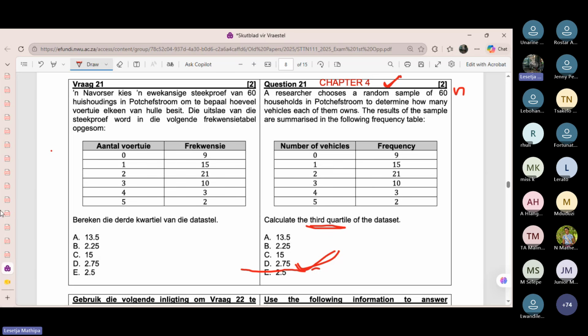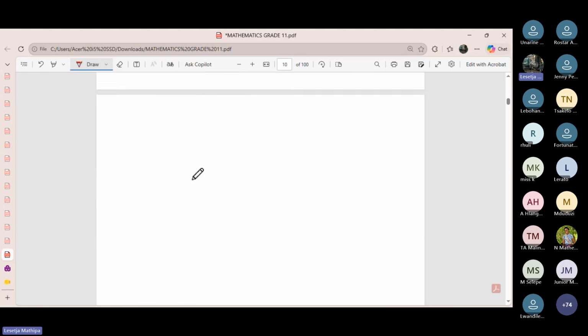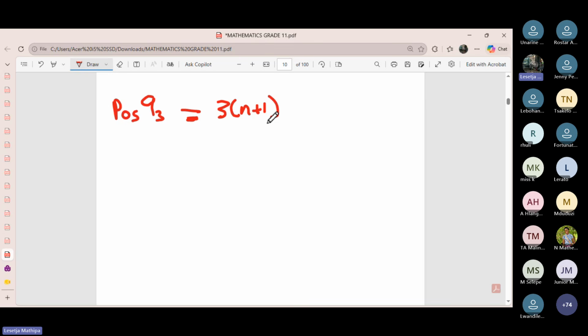Okay, let me explain the one I know, the simpler one. Okay, let's see. They want the 3rd quartile, they want Q3. So we need to find the position of Q3. Position of Q3 is equal to what? The formula is 3 into n plus 1, divided by 4. You all know this formula, right?